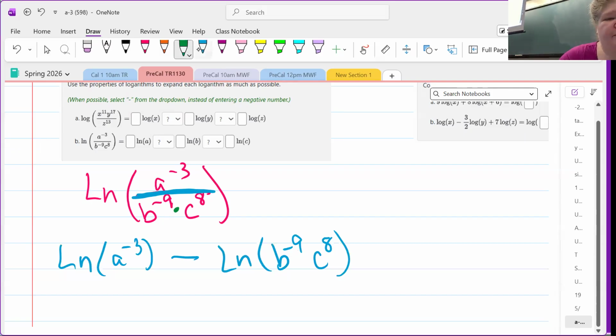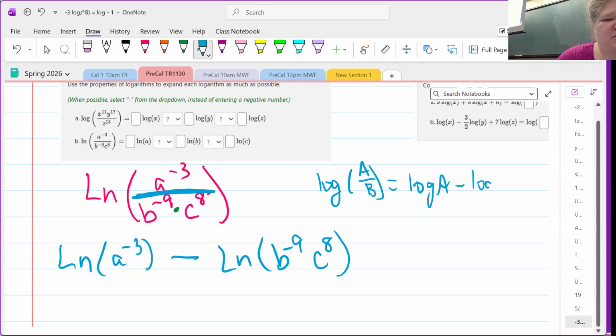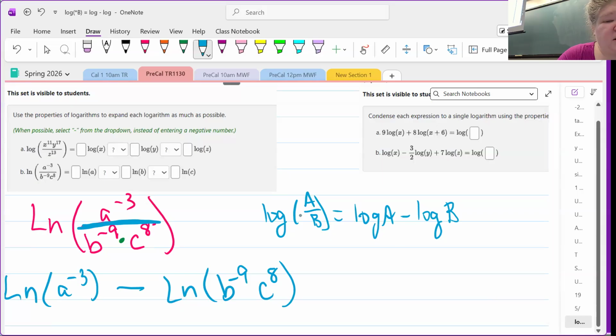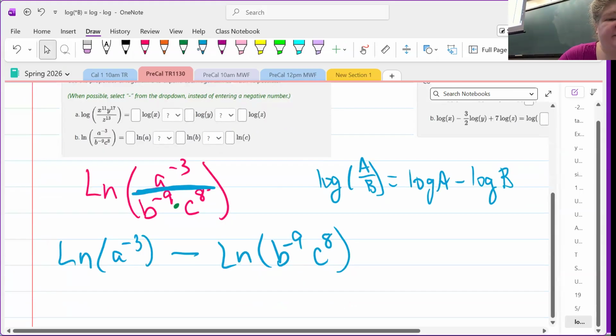So this log property is log of a over b equals log a minus log b. I'm not going to give you the log property on the test, but this is the property that's being used. Log of a divided by b becomes log a minus log b. Or when we get to the second problem, we're going to work it backwards. When I have log a minus log b, I can zip it back together as a fraction.